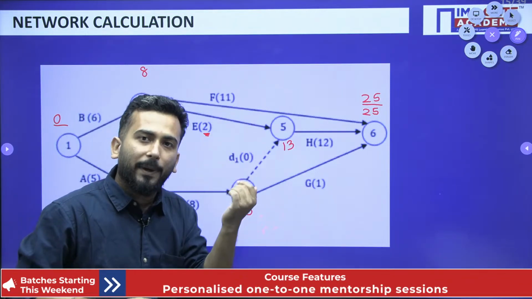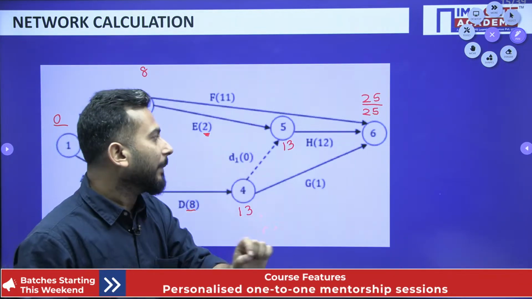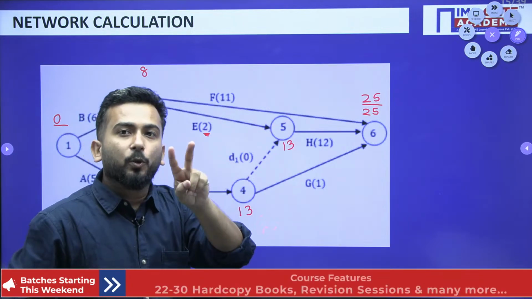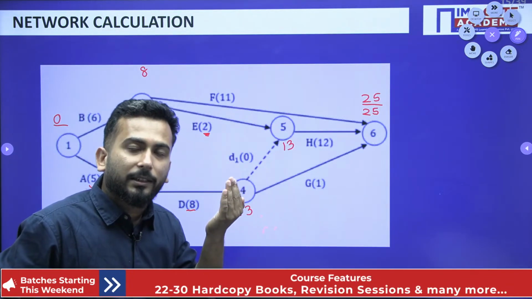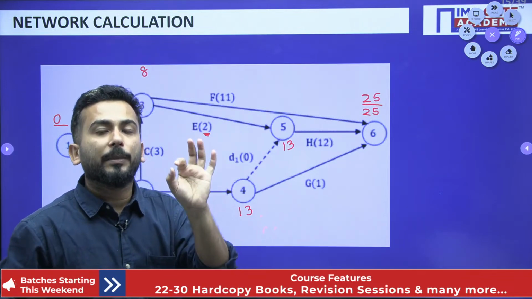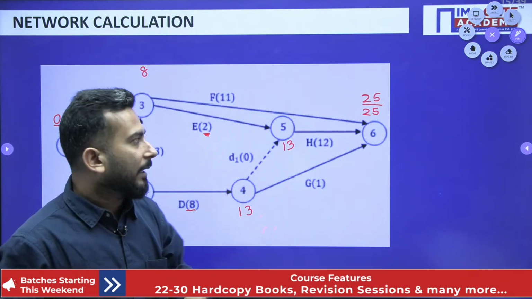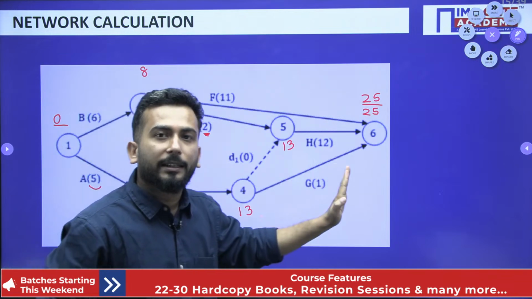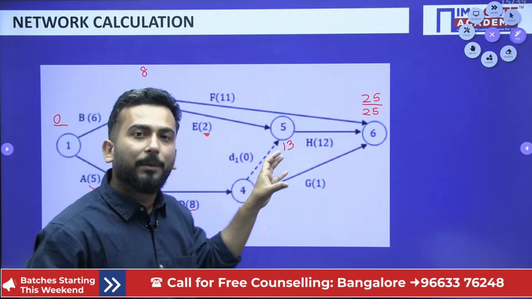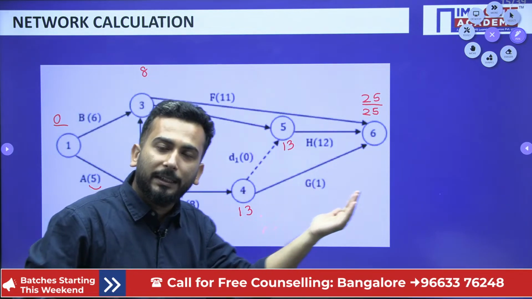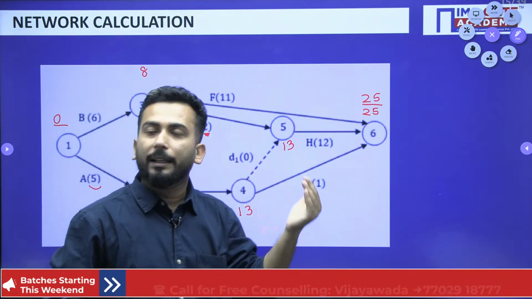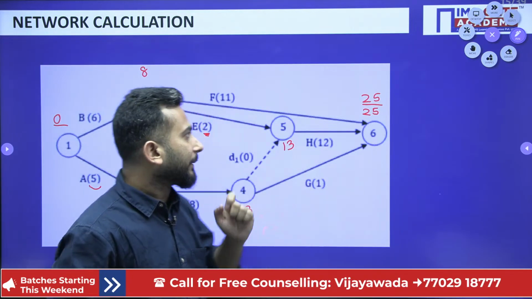Now when you come backward, you will subtract the activity time, and if there are 2 ways of reaching in the backward direction, you will write the minimum time. When you are going in the forward direction, you were writing the maximum time, and when you are coming in the backward direction, you will be writing the minimum time, right?